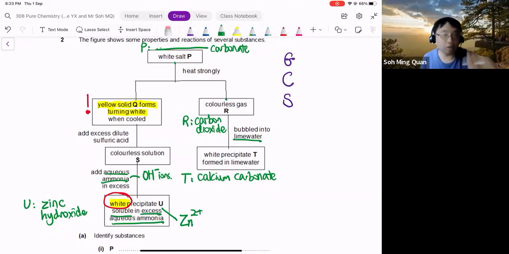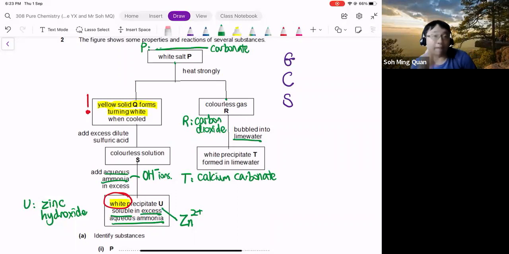Clear? So when you add aqueous ammonia, it's the same as adding aqueous NaOH. The precipitate is the metal hydroxide. Don't think of other things already. It is the hydroxide. All right? Now, with practice comes perfection. Then you will be more familiar. Add aqueous ammonia, reflex action. Instinctively, you know it's the metal hydroxide. Okay? Now, this is important.